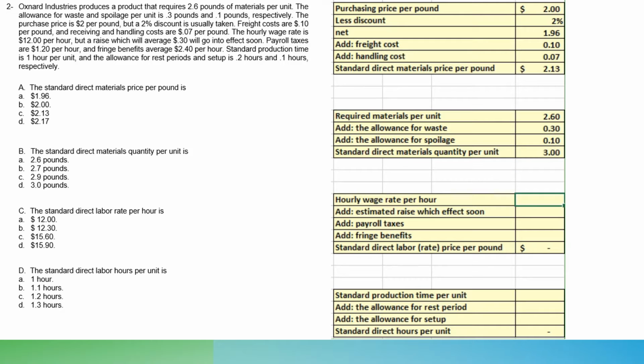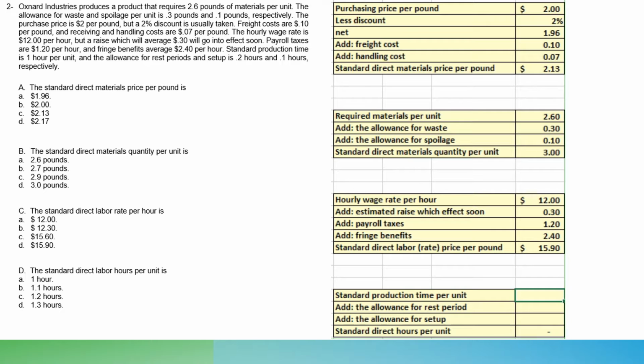Moving on to the hourly wage, we will start with a $12 hourly wage, but we're told that there will be a raise coming in shortly for 30 cents an hour. We have payroll taxes estimated at $1.20 per hour and fringe benefits, which are typically health and dental or life or LTD or short-term disability, other type of employee-related benefits are $2.40 per hour. So we have a standard direct labor rate price per hour of $15.90.